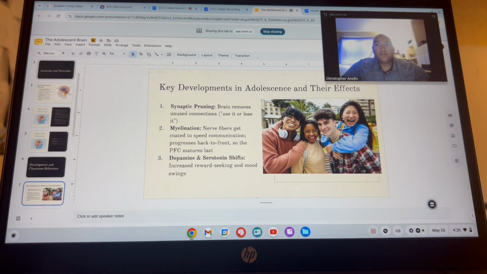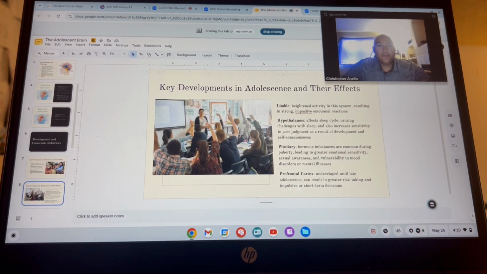So for example, on this first slide, there's synaptic pruning. Basically, the brain removes unused connections. So this is happening a lot during adolescence. Second is myelination. So that's where nerve fibers get coated to speed up communication. Progresses from the back to front of the brain. And then there's a dopamine and a serotonin shift. So there's a lot more reward seeking, and you're going to see a lot of mood swings on the part of adolescents as well. And then Christopher's going to talk about these next slides here.